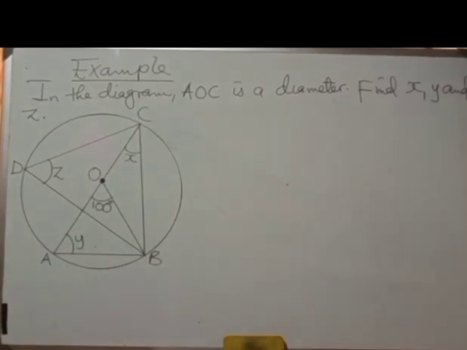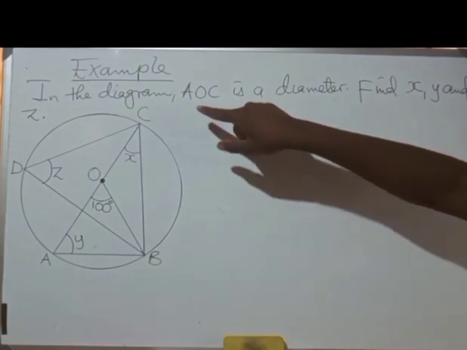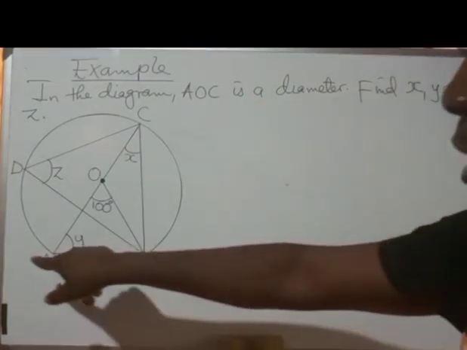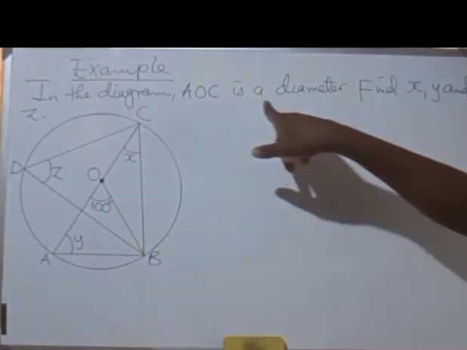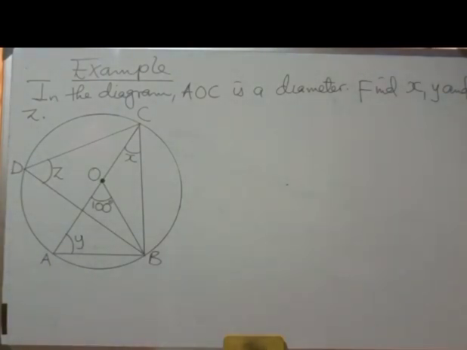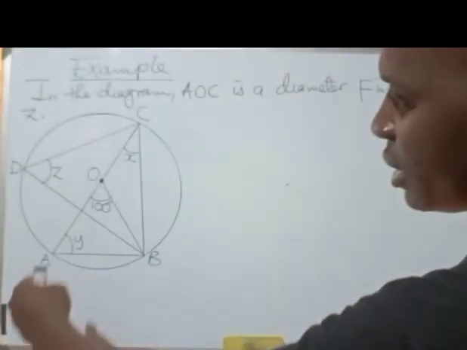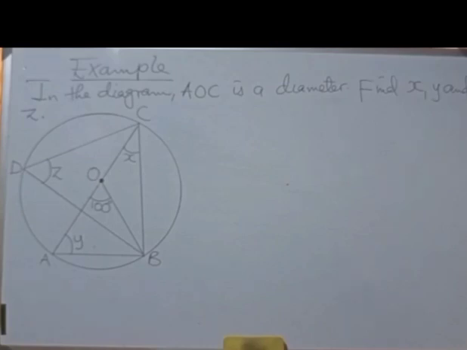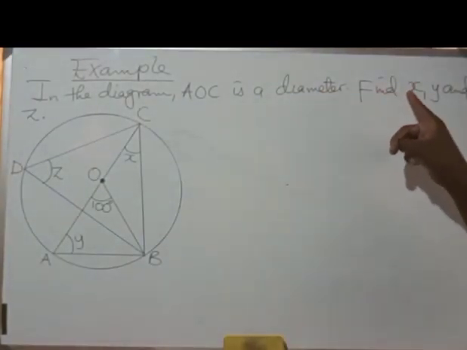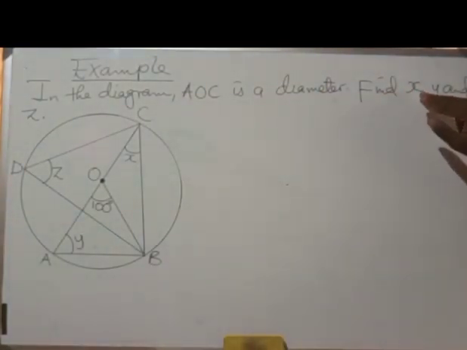We have this question, which is in the diagram. AOC is a diameter. So this means that it is cutting the circle into two equal parts. Let us find the value of x, y, and z.